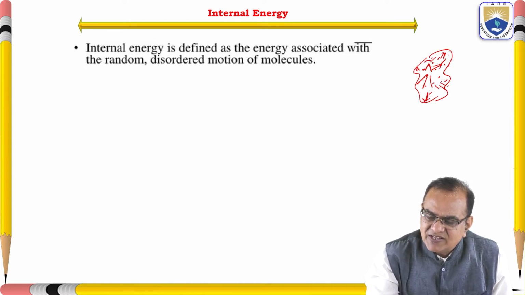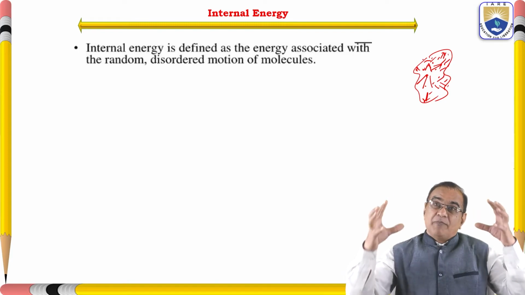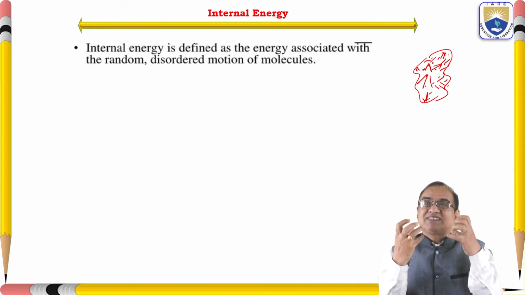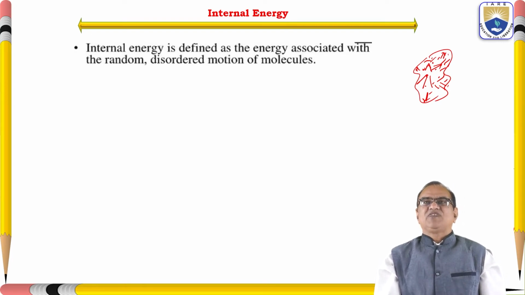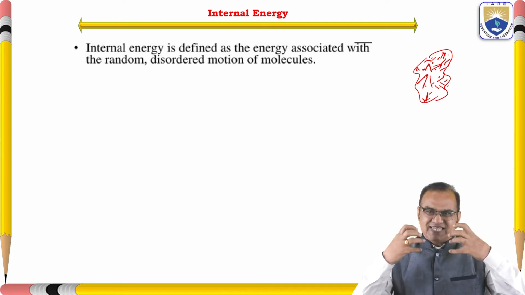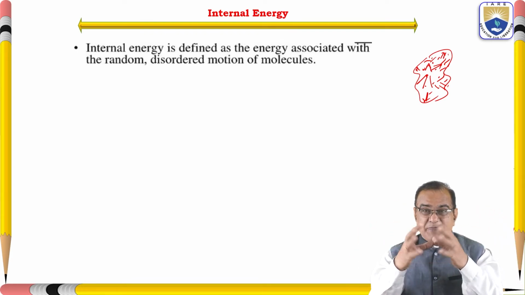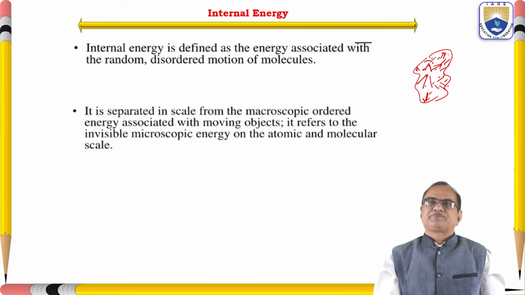They will be transferring some energy, some work. So every particle of the mass contains some energy. That is called the internal energy. So internal energy is defined as the energy associated with the random disordered motion of the molecules. So all these molecules will move here and there. They are not at the same energy. Due to motion, the gap between two molecules changes, and their energy level will change.